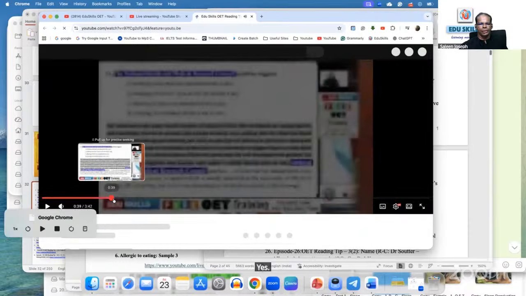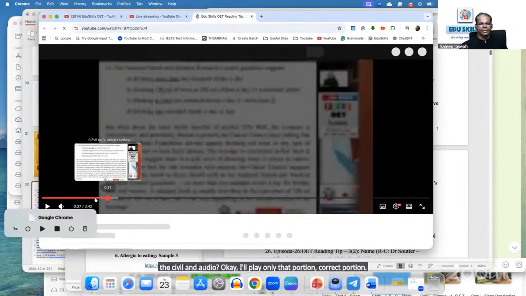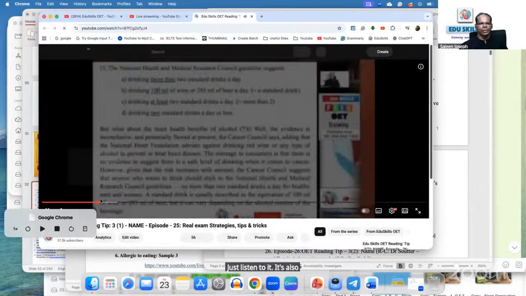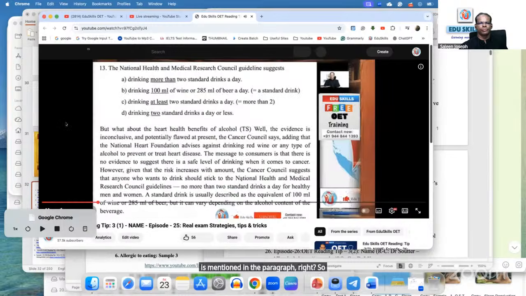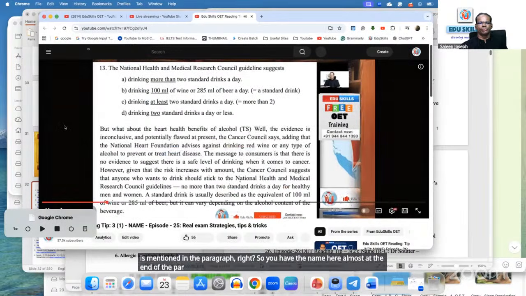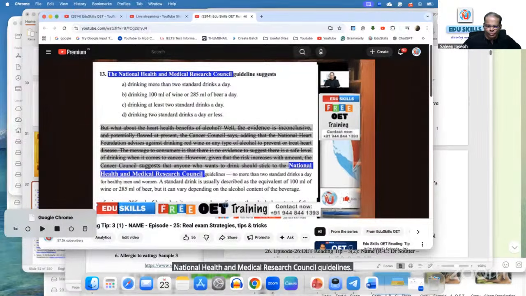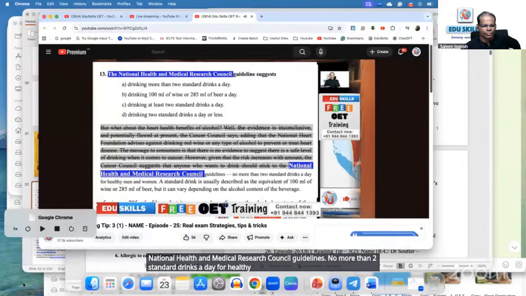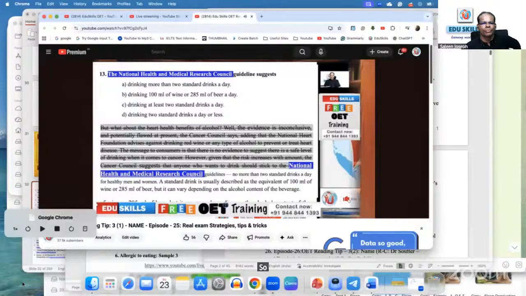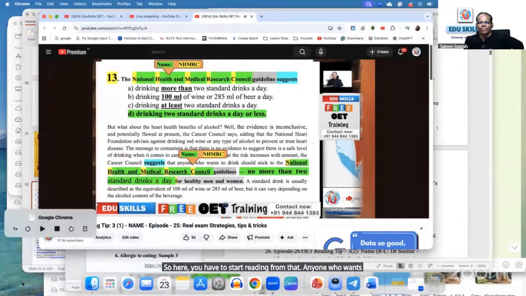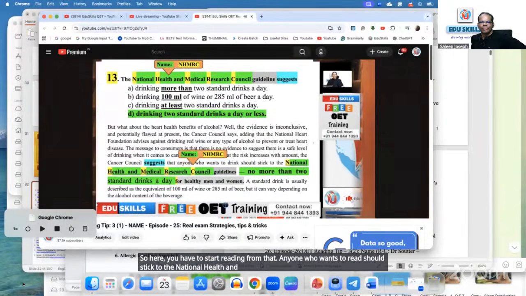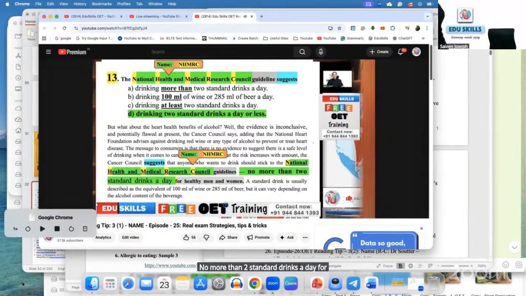I'll play only that portion, the correct portion. Just listen to it. It's also mentioned in the paragraph, right? So you have the name here almost at the end of the paragraph. National Health and Medical Research Council guidelines: no more than 2 standard drinks a day for healthy men and women. So here you have to start reading from that. Anyone who wants to drink should stick to the National Health and Medical Research Council guidelines, no more than 2 standard drinks a day for healthy men and women.